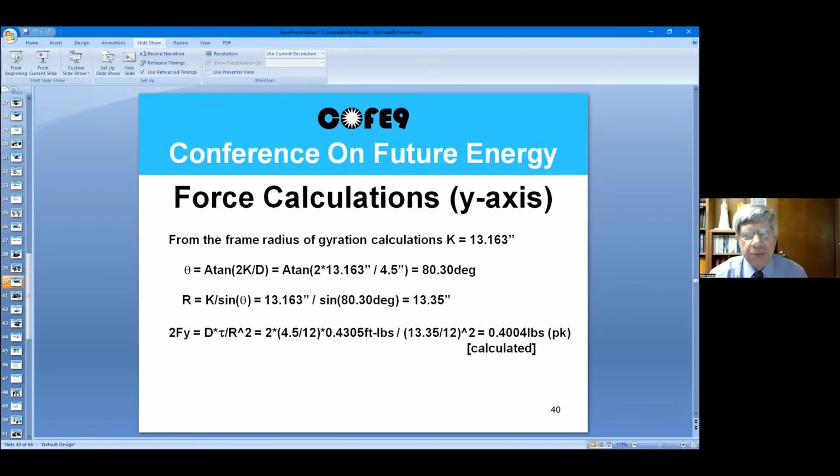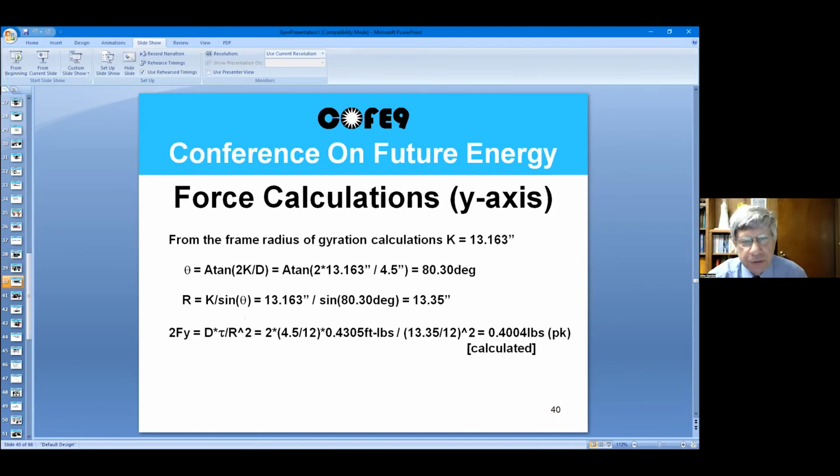When you plug in the numbers, now you go back to the K calculation from the inertias, you get 13.163. You plug that into the theta angle, and you get 2 times the 13 divided by the separation distance, you get 80.3 degrees. And the radius is the sine of that. So you take the 13.13 divided by the sine of 80, you get 13.35.